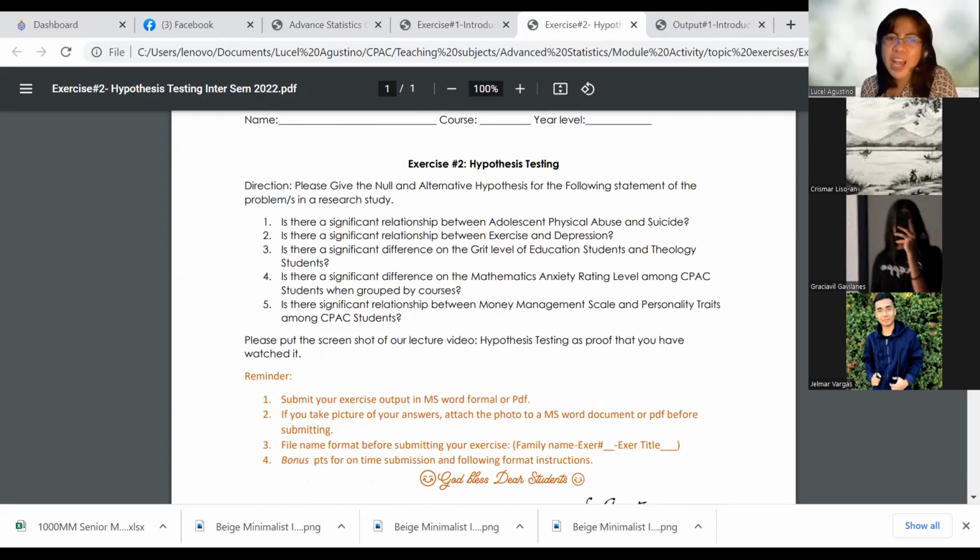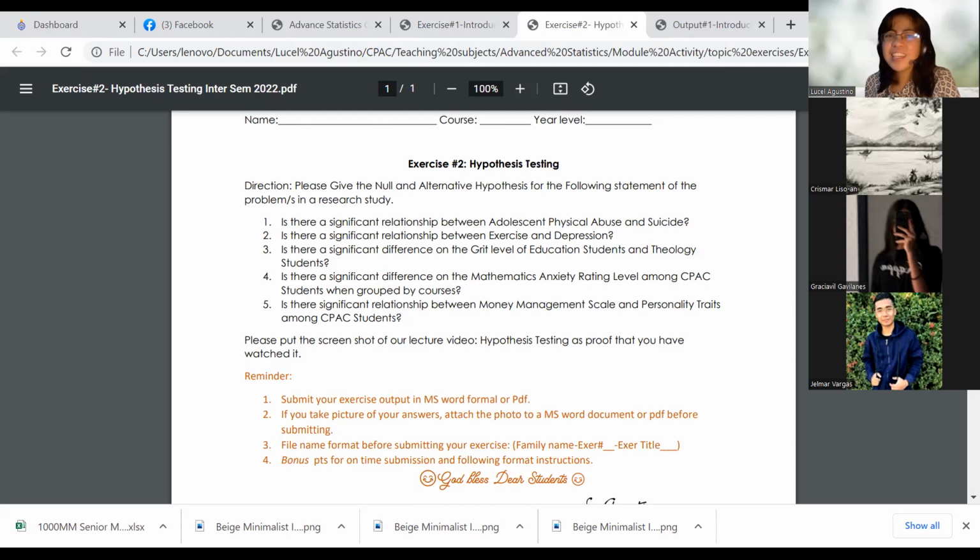Exercise number 2. Hypothesis testing. Watch the lecture video and attach proof that you watched it, to show you did your best to learn. Then state the null and alternative hypothesis in statement form. In the lecture videos, there is a statistical presentation and a textual presentation of the null and alternative hypothesis. For exercise number 2, just present it textually.